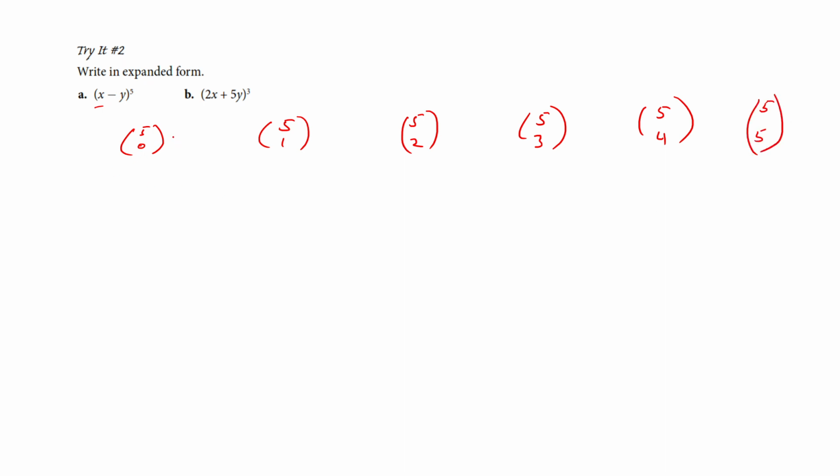Okay, now we're going to have 5 x's and 0 negative y's. Now that second term is negative y, so don't lose that. Now we're going to have 4 x's and 1 negative y. Now we're going to have 3 x's and 2 negative y's. We're going to have 2 x's. You see we're just stepping down. 3 negative y's. We're going to have 1 x, 4 negative y's. We're going to have 0 x's. I'm not going to write it because I'm out of space. We're going to have 5 negative y's.